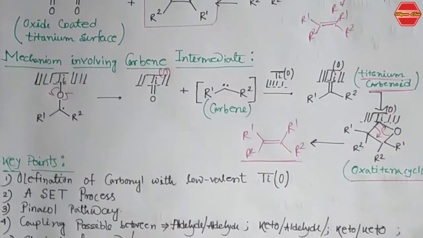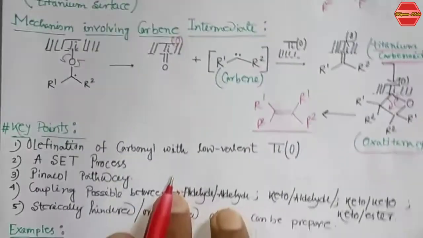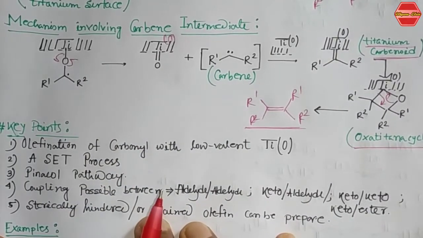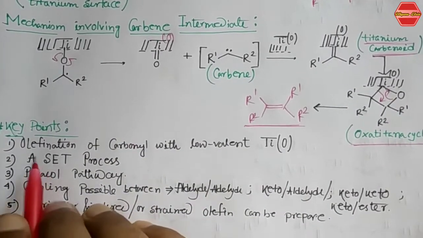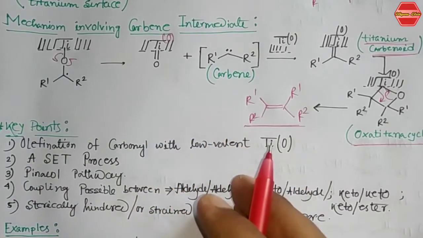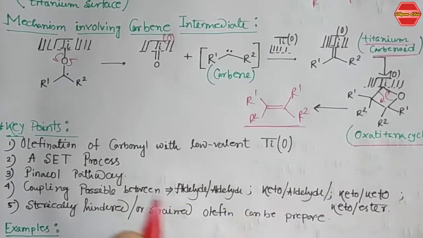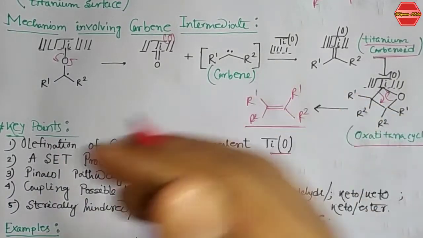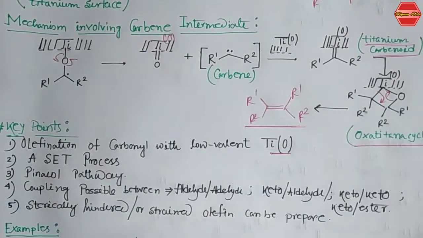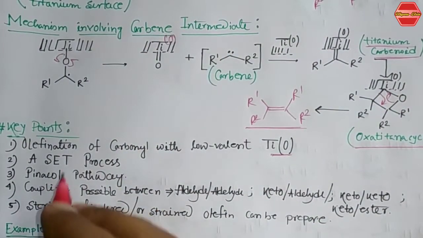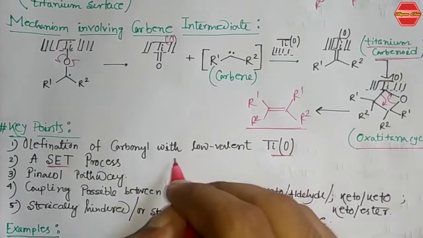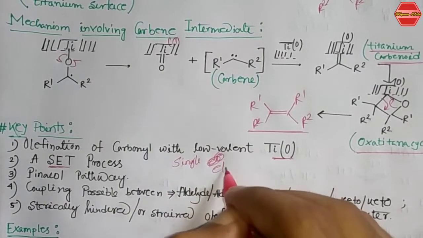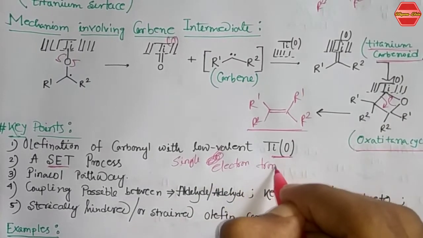And then when you have to do this in the exam, you have to remember some key points for the overall mechanism of this reaction. First of all, you have to know that it is the olefination of the carbonyl with a lower valent titanium, that is basically titanium 0. You can see here an olefin formation takes place, that is why it is called olefination using a carbonyl compound. Another thing is that this is a SET process. Now what is meant by SET? That is single electron transfer, right?